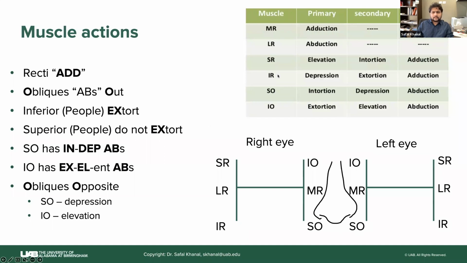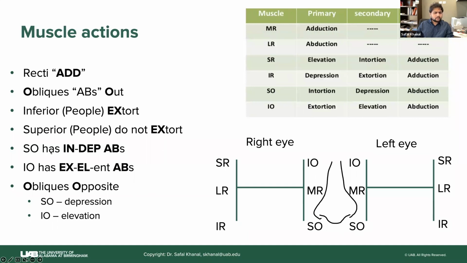Recti AD, so superior rectus and inferior rectus. Basically, their tertiary action is adduction. Obliques ABS out, so the tertiary action of these obliques is abduction. Inferior extort, the inferior rectus and inferior oblique, their action is extorsion. Superior do not extort. Superior rectus and superior oblique, their action is intorsion.